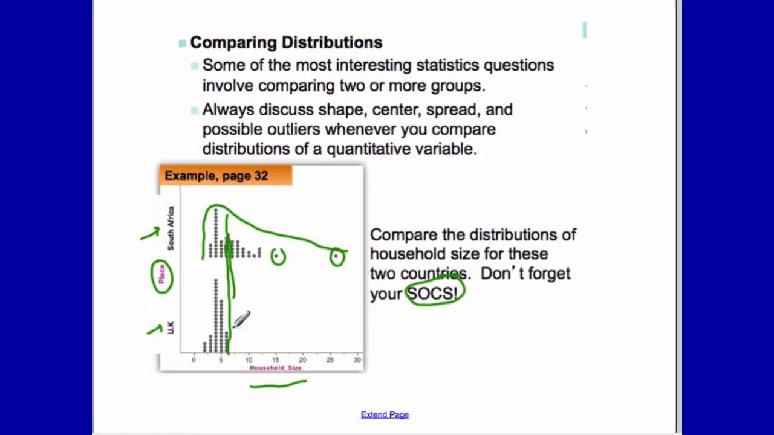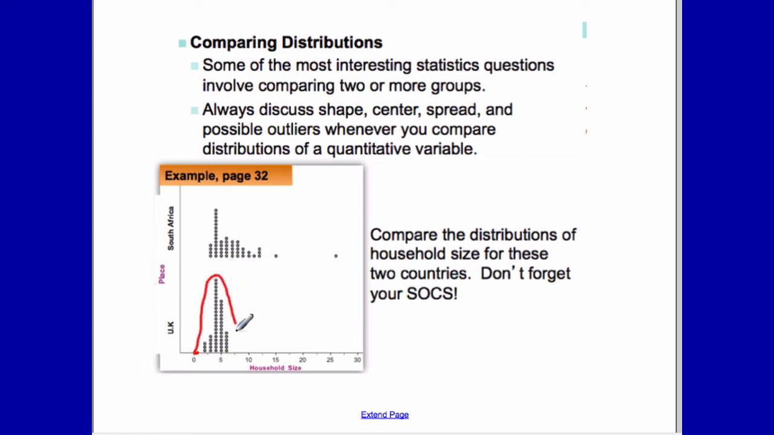7. Whereas the bottom one, it looks like it's more approximately normal. Now notice I'm not saying it is normal, but approximately normal. That's our shape. No possible outliers. It doesn't look like there's any outliers. Centered around, looks like centered around 4. If I drop this line down, it looks like it's centered around 4.